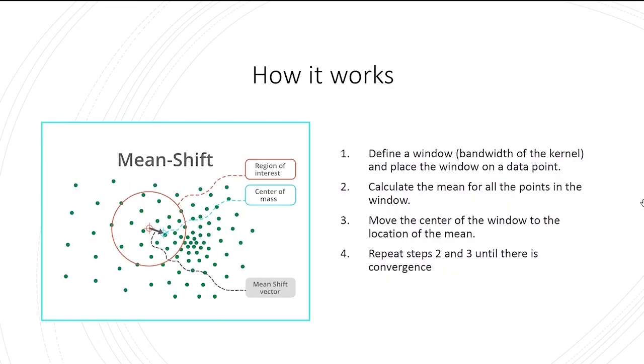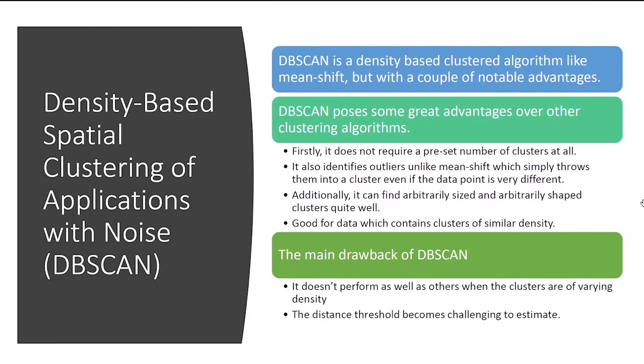The difference in mean shift clustering is that instead of defining the number of clusters, we define a window, like a bandwidth, and we place this window on a data point. And then we calculate the mean for all the points in the window, and then we shift this window. This window is moved until we reach a convergence. For the rest of the nodes who don't belong to any group, we assign new windows and we try to cover every point.